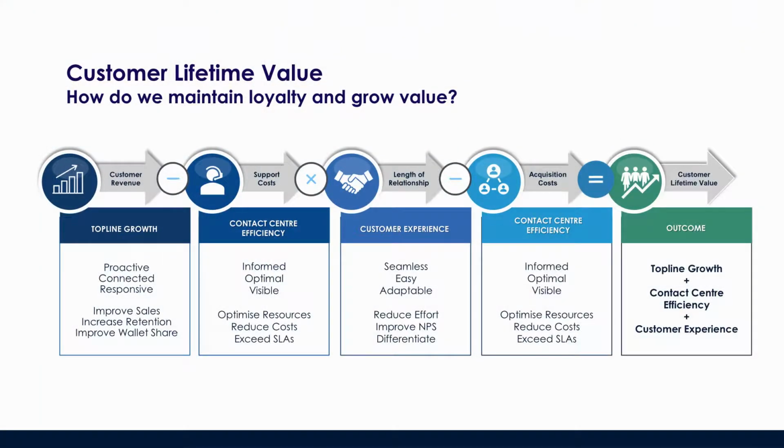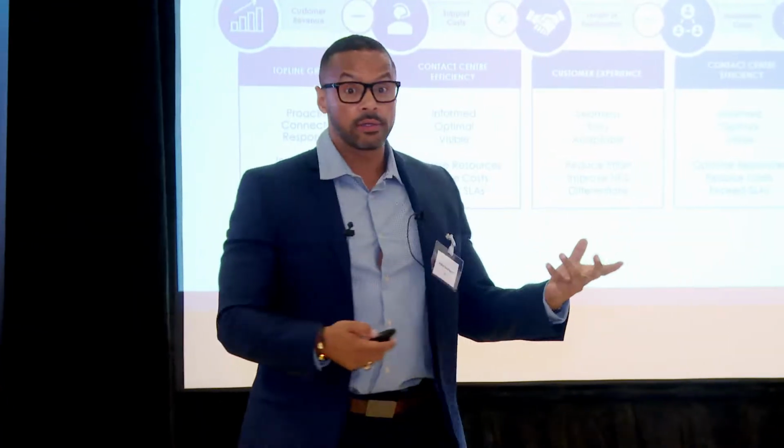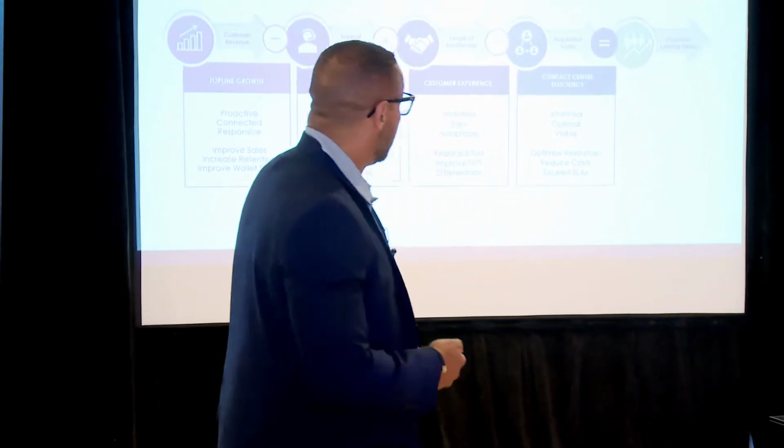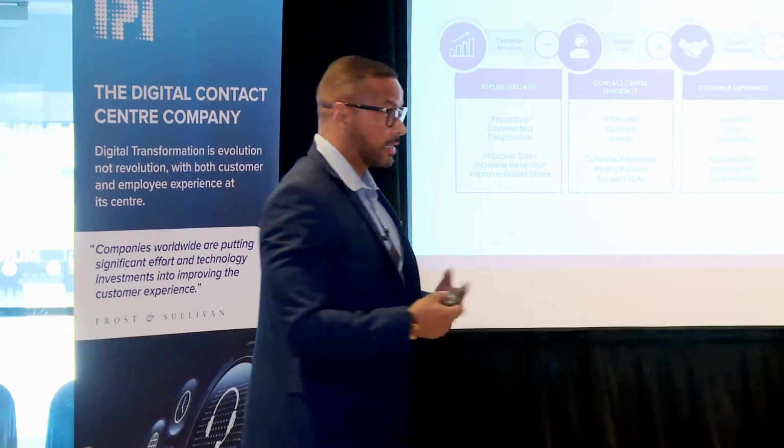So obviously there are things in that: the top line growth, contact center efficiency, certain SLAs that support that. And then the key thing, what we've been talking about quite a bit, is the seamless, easy, adaptable, low effort, low friction experience, and how digital and the transformation and enablement of digital can help with this. And then, of course, the acquisition costs, which are just like the support costs. So it's an actual calculation that you can just put in a spreadsheet and figure out. And of course, we can help you with that if anybody's interested in how to do that with your actual data, because it can easily be done.